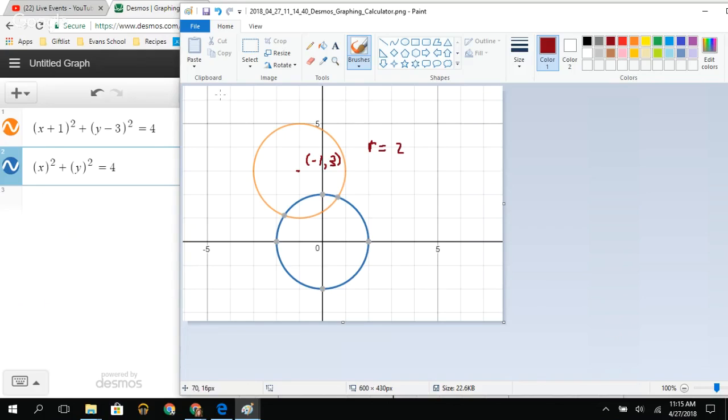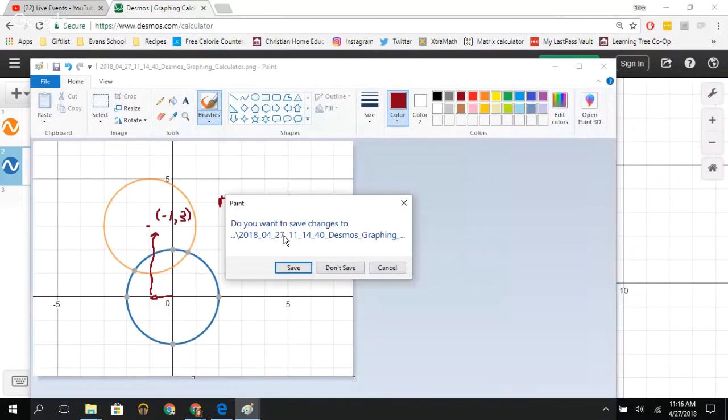Okay, so that's what I want you to be able to do for a circle, to be able to identify, oh, okay, by adding 1, I shifted my graph to the left by 1, okay? And by subtracting 3 from y, I shifted my graph up by 3. All right, so that's a circle. Let's check out a parabola.